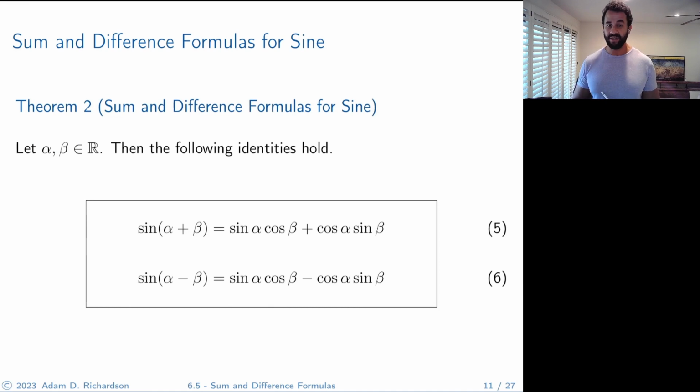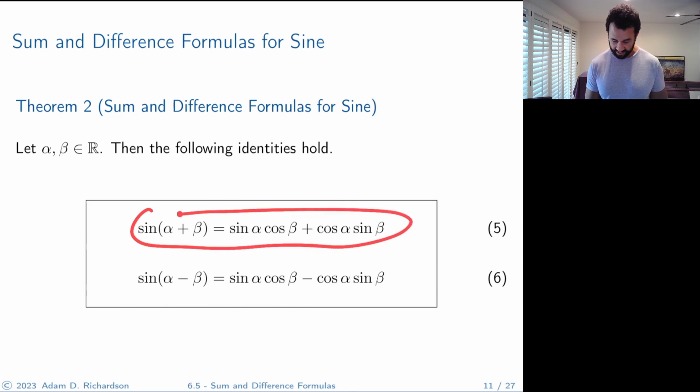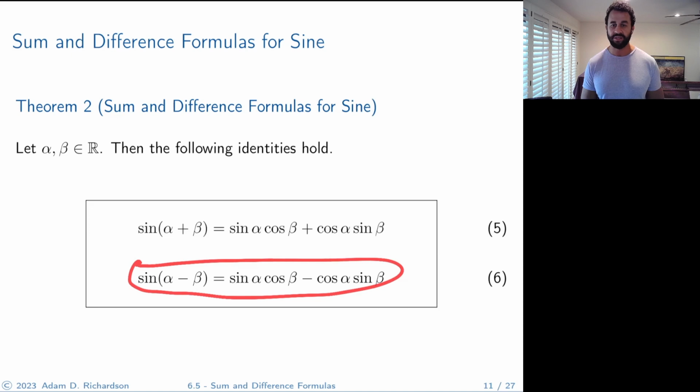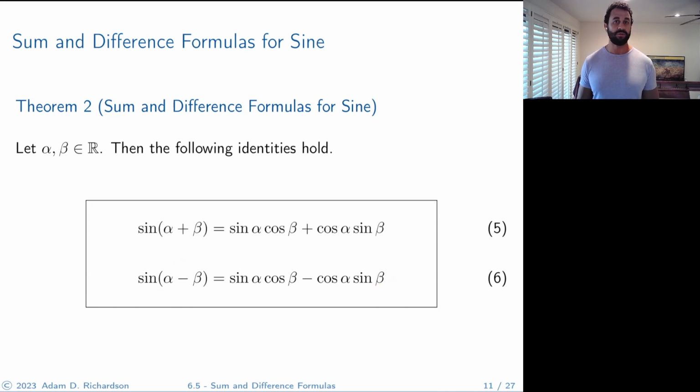Now let's talk about sine. So there are sum and difference formulas for sine as well. Here they are. No matter what two angles you're given, alpha and beta, sine of alpha plus beta is sine of alpha times cosine beta plus cosine alpha times sine beta. And then sine of alpha minus beta is very similar. The only difference is you change the sign in between the two terms.